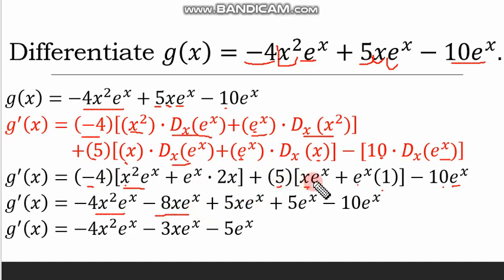Plus 5 times x e raised to x is 5x e raised to x. 5 times 1 is 5 times e raised to x is 5 e raised to x, and negative 10 e raised to x. Okay, we will just combine like terms. Negative 8x e raised to x and 5x e raised to x is negative 3x e raised to x. And then 5 e raised to x minus 10 e raised to x is negative 5 e raised to x. So this is the answer: negative 4x squared e raised to x minus 3x e raised to x minus 5 e raised to x.